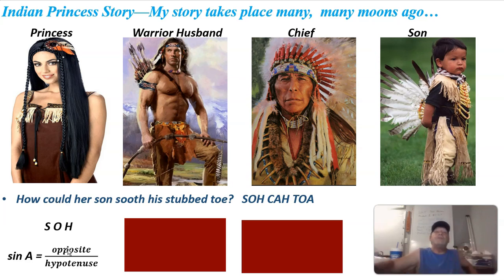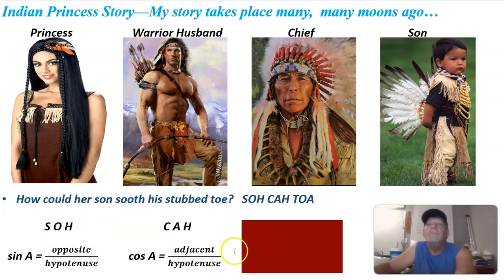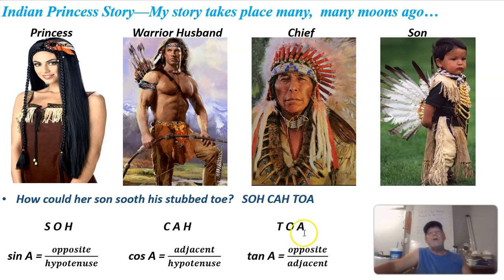So, we can use this. The SOH means the sine of A. S is the sine, equals opposite. O is opposite over hypotenuse. The CAH: cosine of A, adjacent over hypotenuse. The TOA: tangent of A, opposite over adjacent. So you may say, oh, come on, Mr. Chu, I'll never remember that because those letters are kind of weird.